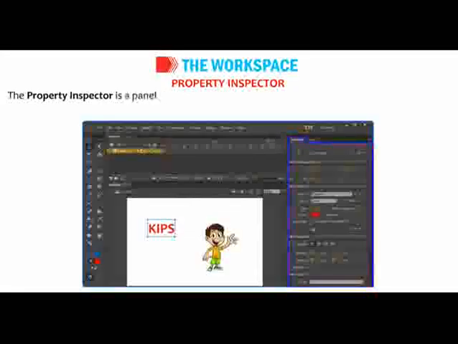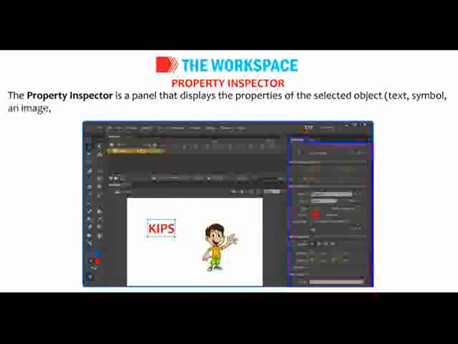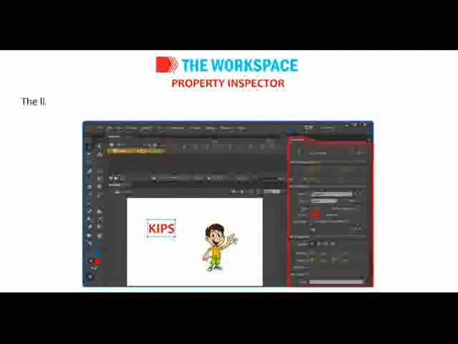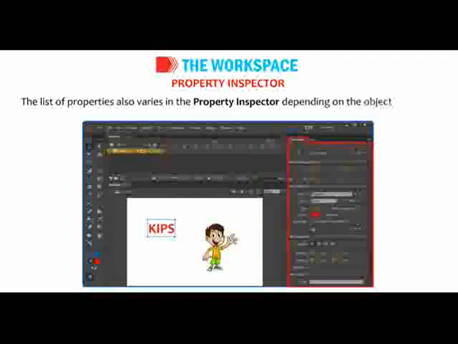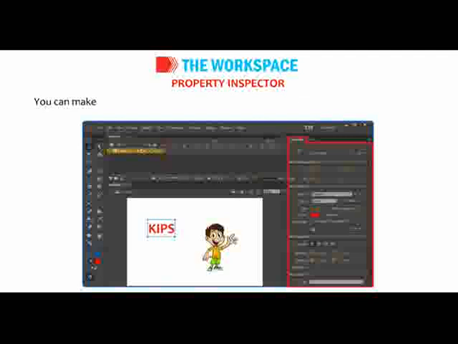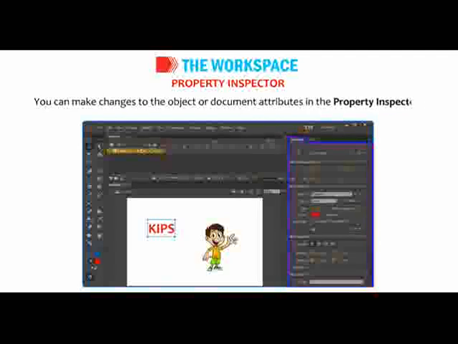Property Inspector. The Property Inspector is a panel that displays the properties of the selected object, text, symbol, an image, a line or a shape. The list of properties also varies in the Property Inspector depending on the object selected. You can make changes to the object or document attributes in the Property Inspector.